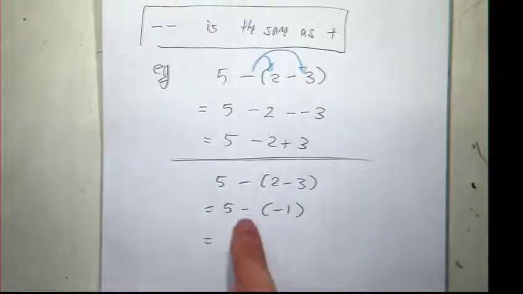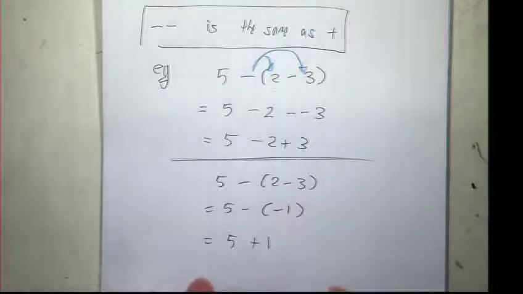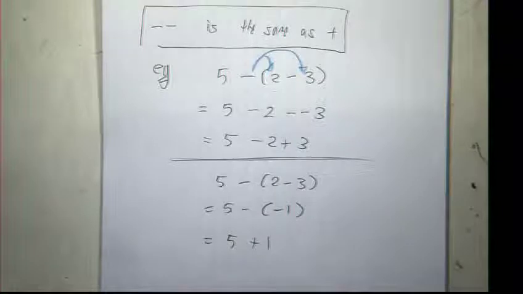And look, minus minus 1 is plus 1. The same rule I used there as well. Minus minus 1 is the same as plus 1. So this really is the number 6. Okay. I hope I'm making the point. I keep saying it over and over, but it's really important.